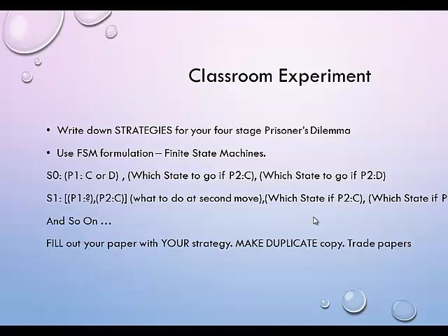So under 2, after you write down your first move, you go to 4 if the other player cooperates, and you go to 5 if the other player defects. Right? Did you understand? No sir.